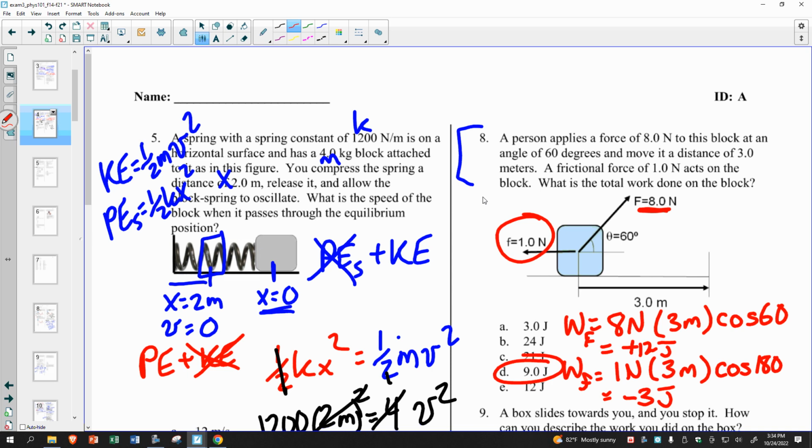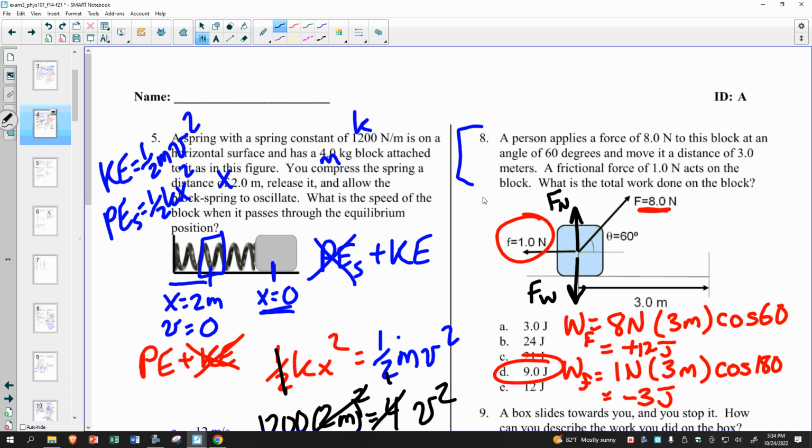Okay? So there are 2 forces there that are doing work. There are other forces as well acting on this block, like the weight of the block, but that doesn't do any work at all because it's perpendicular to the displacement. And likewise, there is a normal force, but that doesn't do any work either because it's also perpendicular to the displacement.